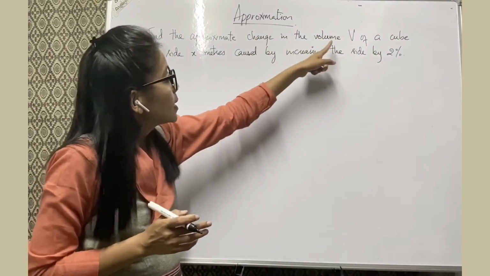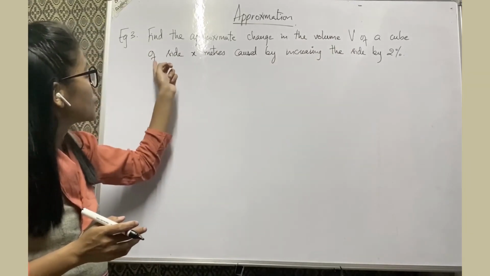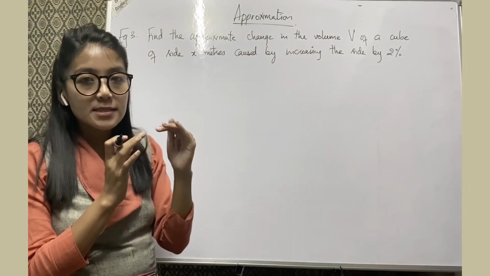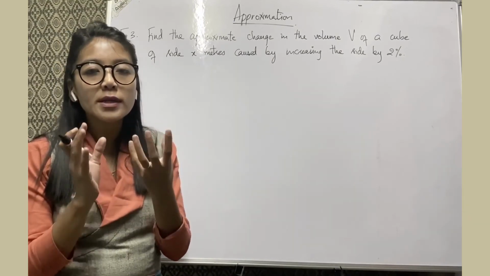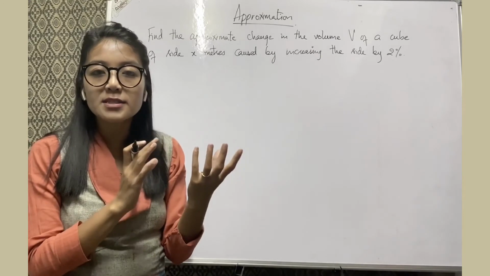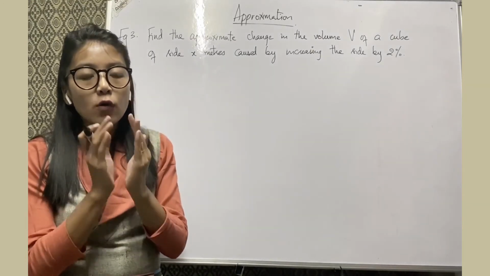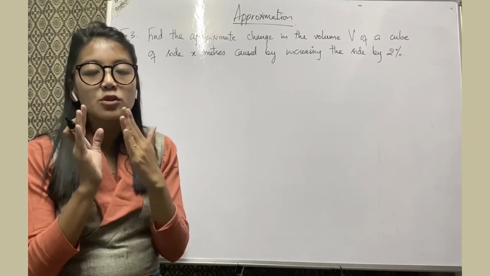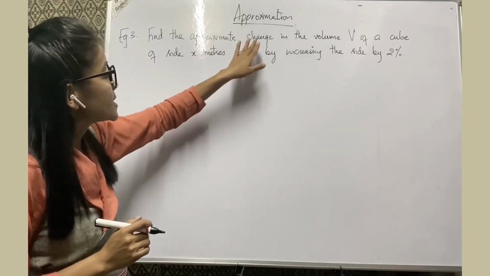Find the approximate change in the volume V of a cube of side x meters. So you have a cube whose side is x. Now it's obvious, when you increase the side, volume will increase. When you decrease the side of the cube, volume of the cube will also decrease. So volume is depending on x, so V is in terms of x instead of y. Now here you will take V, so you have to find delta V.